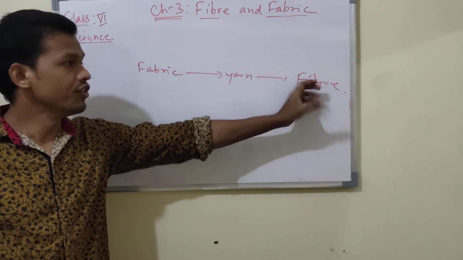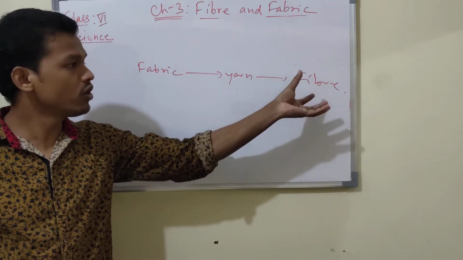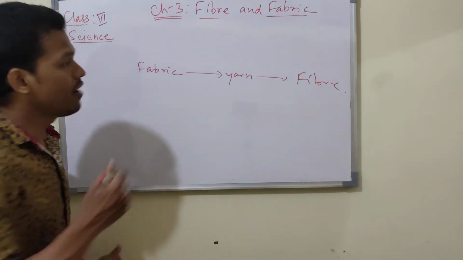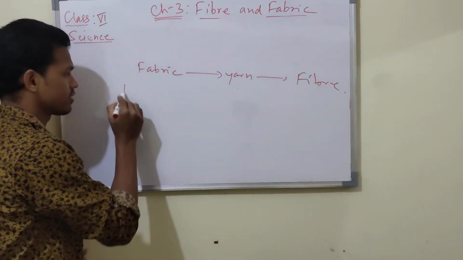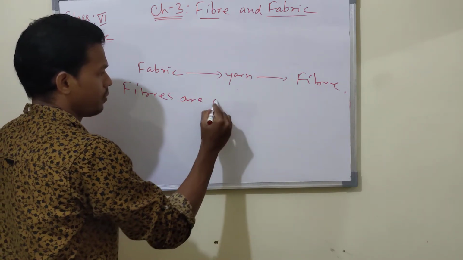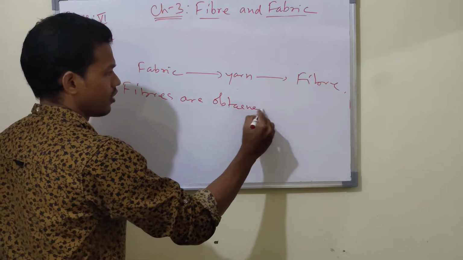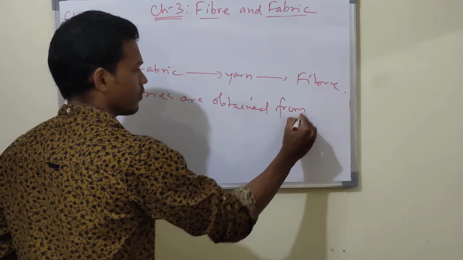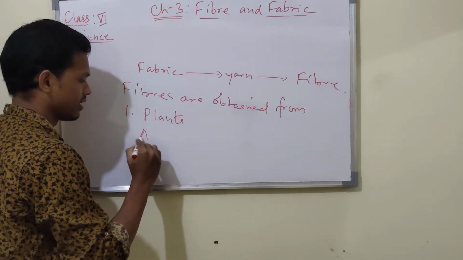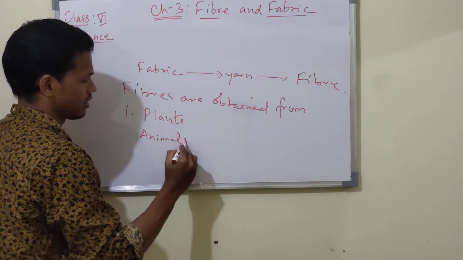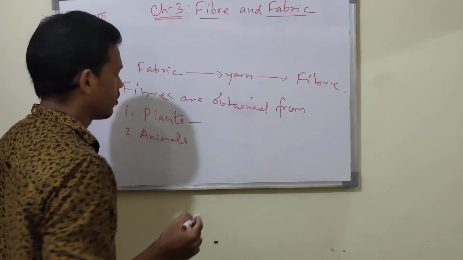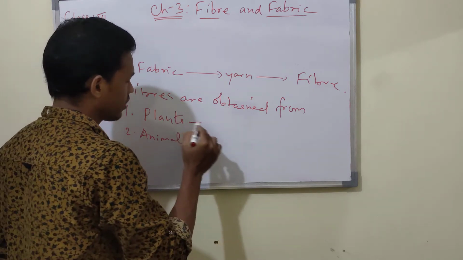So fabrics are made from fiber. From where do we get this fiber? These fibers are obtained from plants and animals. From plant sources, what do we obtain?